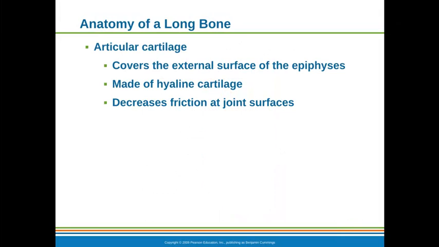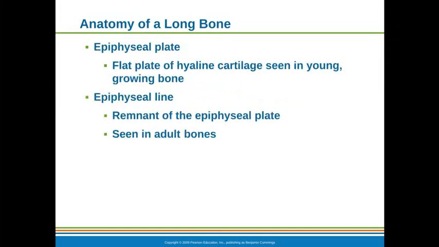Now, this articular cartilage covers the external surfaces of the epiphyses. It's made of hyaline cartilage, and it decreases friction at joint surfaces so they do not rub together. Okay, now, the dividing line between these two we call the epiphyseal plate. So it's a flat plane of hyaline cartilage seen in young growing bone. And when you transition from adolescence into adulthood, anatomically and physiologically, we end up with the epiphyseal line. And it's a remnant of the epiphyseal plate that can be seen in adult bones.